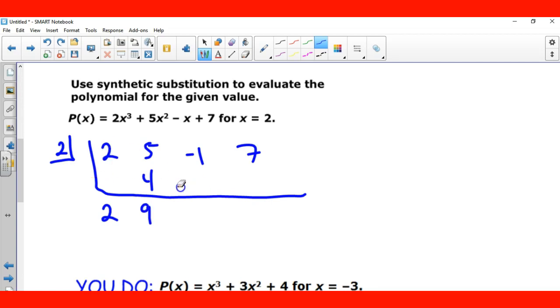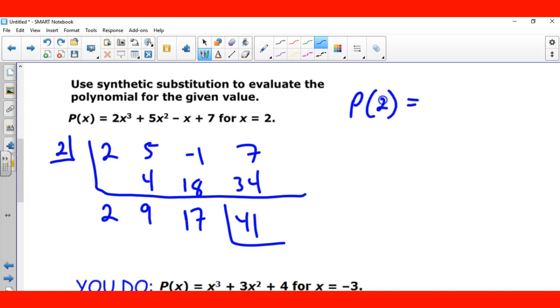9 times 2 is going to be 18. -1 plus 18 is 17. And 17 times 2 is 34. And 34 plus 7 is 41. That's your remainder. So P of 2 equals 41. This is the remainder thing.